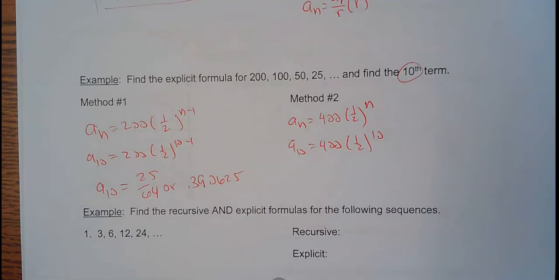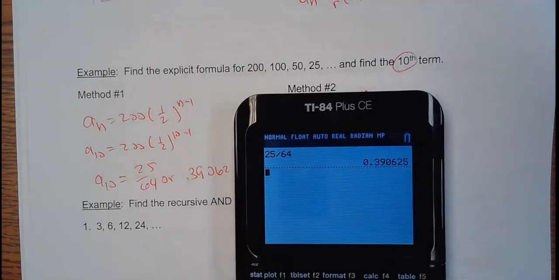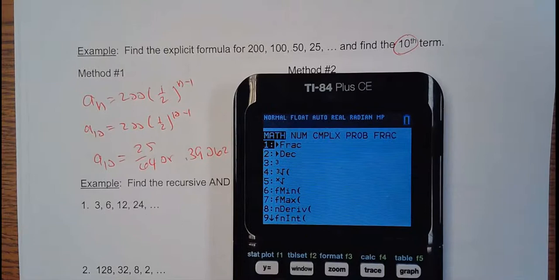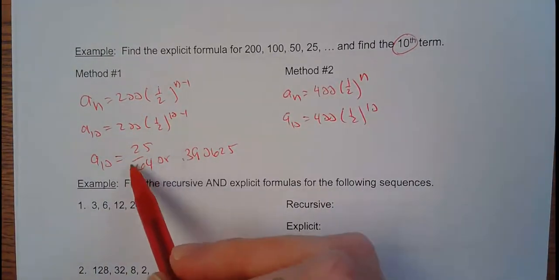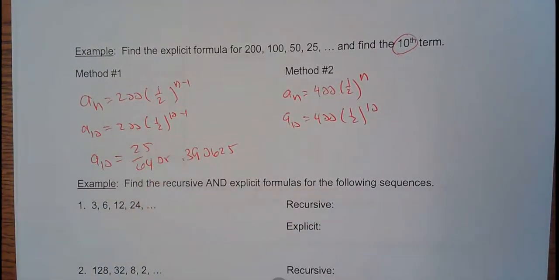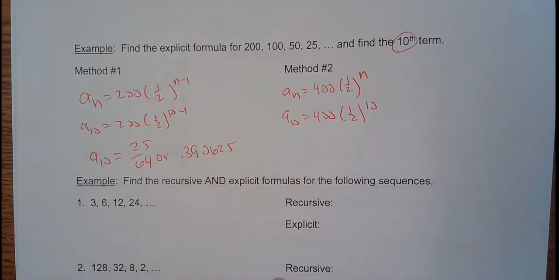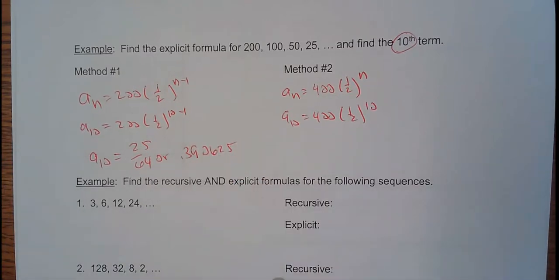Hopefully I've shown you this before. I have no idea if I have. Let's say you get that answer. So you type it all in, you got this answer. If you want to go back to a fraction, push math, and then fraction, this says convert to a fraction, hit enter, and you get back to 25/64. A lot of times it's just nicer to have a fraction because the fraction's exact, whereas the decimal, you might have rounded. This one wasn't rounded, but some of them might have been.